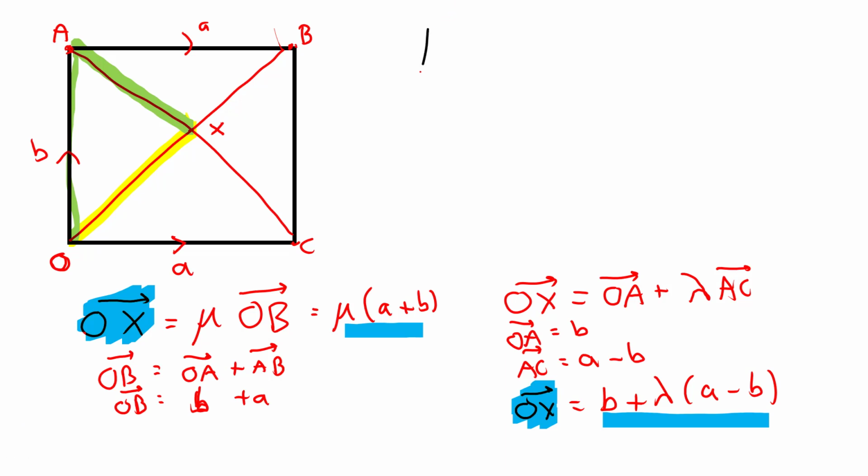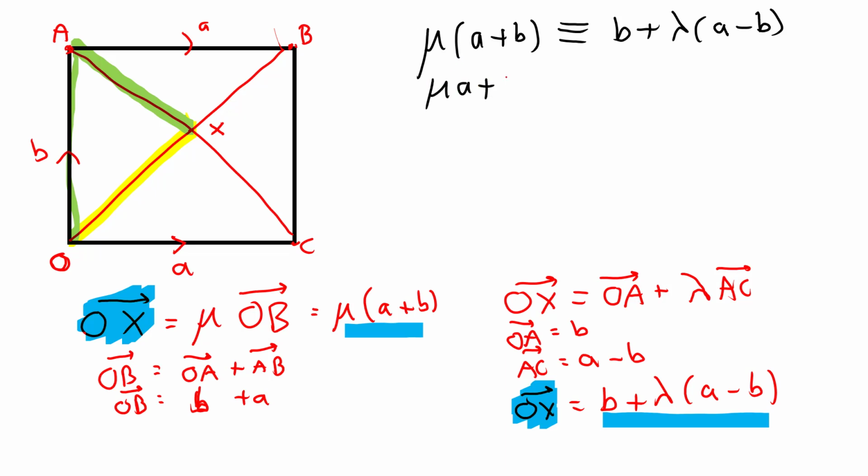So we have mu lots of A plus B is exactly the same. I'm going to use those three lines here to show they are always the same as B plus lambda A minus B. Remember what we've done is we've defined OX in two different ways and we've equated them to each other. So we've got mu A plus mu B, which is exactly the same as B plus lambda A minus lambda B. And now we're going to use a method called equating coefficients, where we're going to look at the coefficients of A and B.